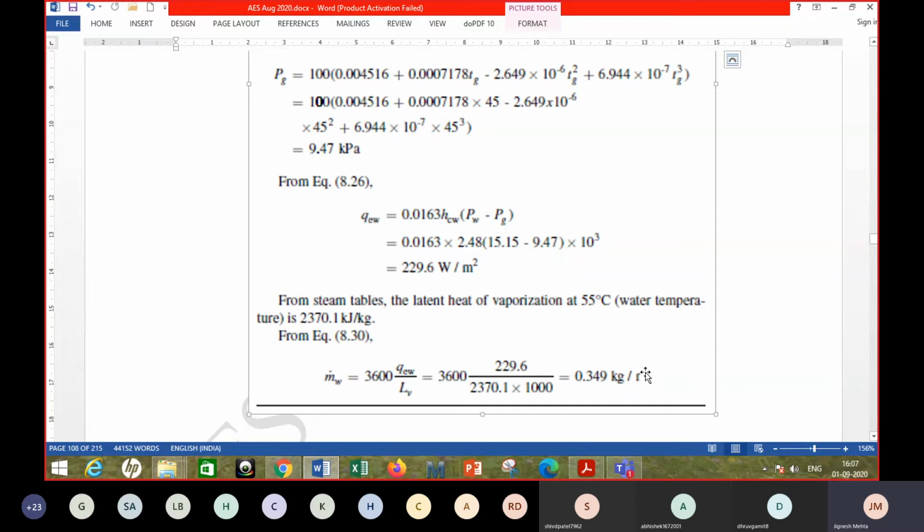0.349 kg per hour. So around 340, or rather 350 milliliters per hour. That's the amount of water that you will get per meter square area. So let's say this phenomenon continues for 6 hours in a day, then you will get around 2.1 liters.